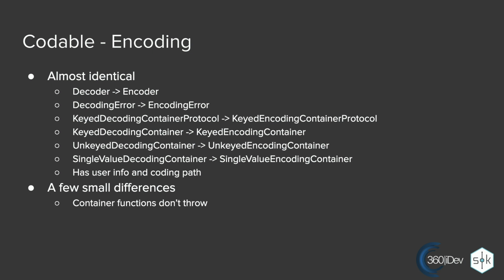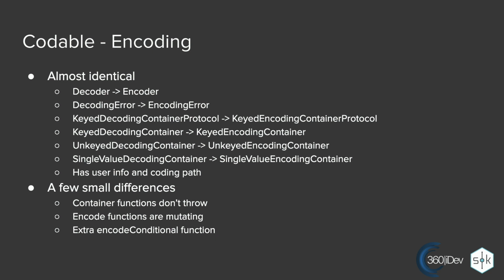So for one, when you're encoding things, you're kind of defining the structure as you go, so all these container functions don't throw. If you want to put a keyed container there, that's fine. Unkeyed, that's fine. Whereas the decoding ones all have to throw because you could be looking at the wrong structure. Encode functions are all mutating because you're holding on to this data and mutating it.